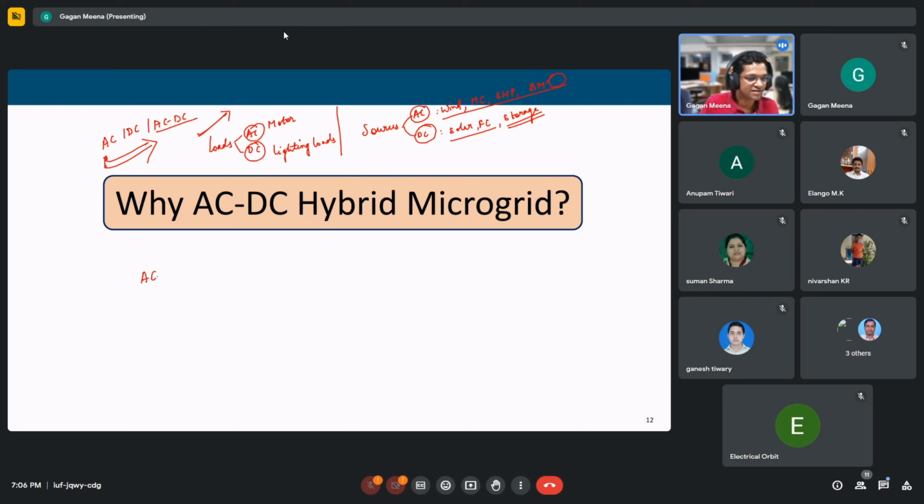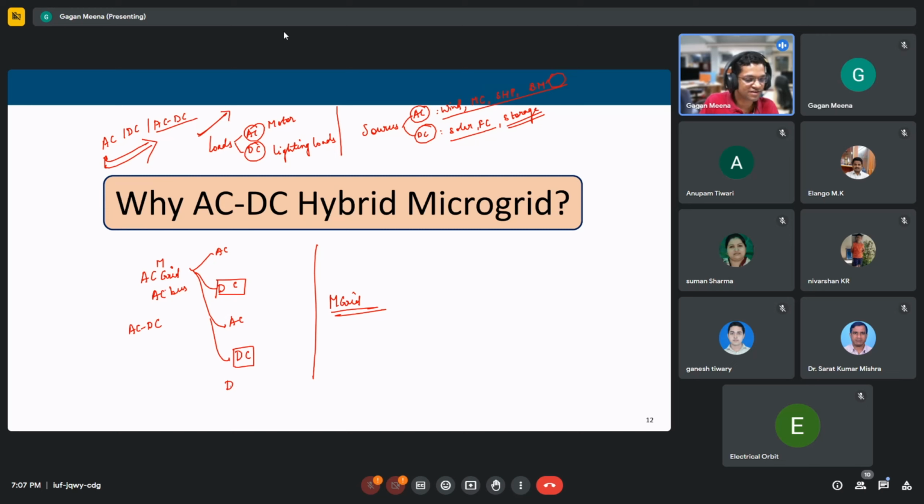What happens if we are in AC grids? We have an AC grid with AC loads and DC loads, AC generation and DC generation, and this AC grid is connected to the main grid. Since the main bus is an AC bus, if you want to feed a DC load, you have to convert AC into DC. And if we have a DC source, you have to convert that DC into AC. So we have an AC to DC stage, then a DC to AC stage.